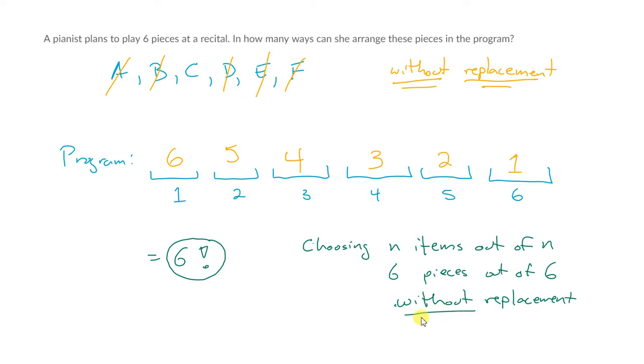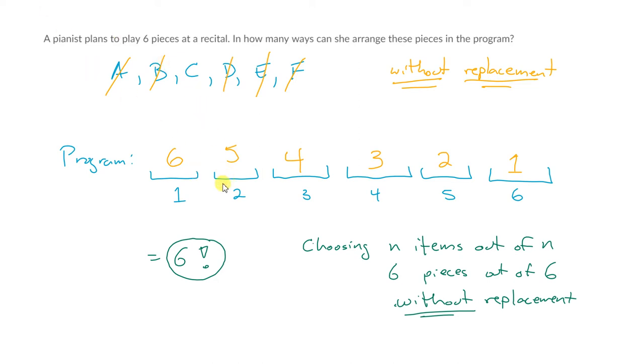Okay, that's the key. Now, what if I wasn't choosing 6 pieces out of 6? What if she was only choosing like 3 pieces? Then it would just be 6 times 5 times 4. So it wouldn't quite be a factorial. It wouldn't be 6 factorial anymore. It would be a slightly more complicated expression. Okay?